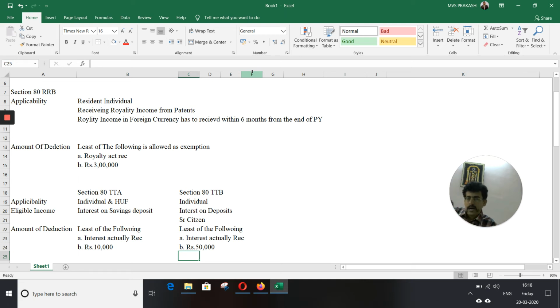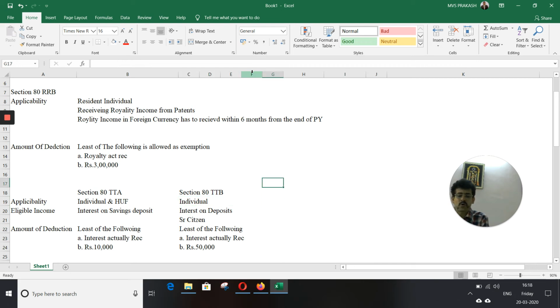80TTA: other than a senior citizen, an individual or HUF having interest on a savings deposit account. Senior citizen, having interest on a deposit account and being an individual: 80TTB. 80TTA says interest received or 10,000, whichever is least. 80TTB says interest received or 50,000, whichever is least. So that's what is called 80TTA as well as 80TTB.